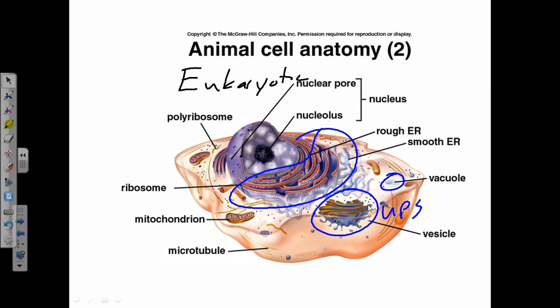This is an animal cell. Notice that there's no cell wall. The membrane is very flexible and fluid-like. Also notice there's no chloroplast. Animal cells obviously can't do photosynthesis.